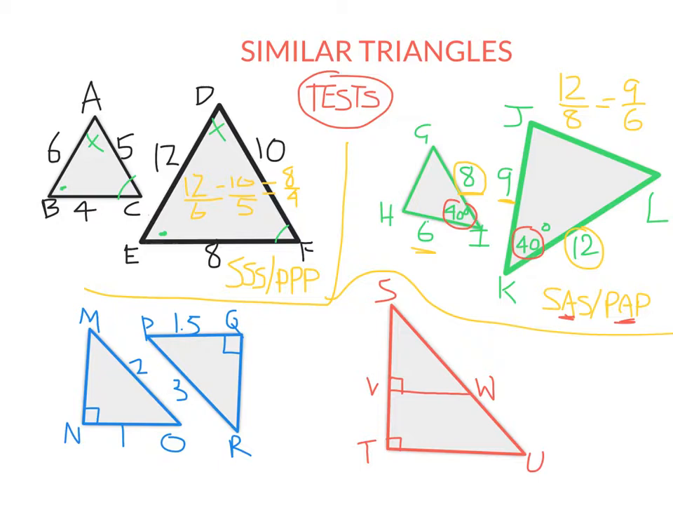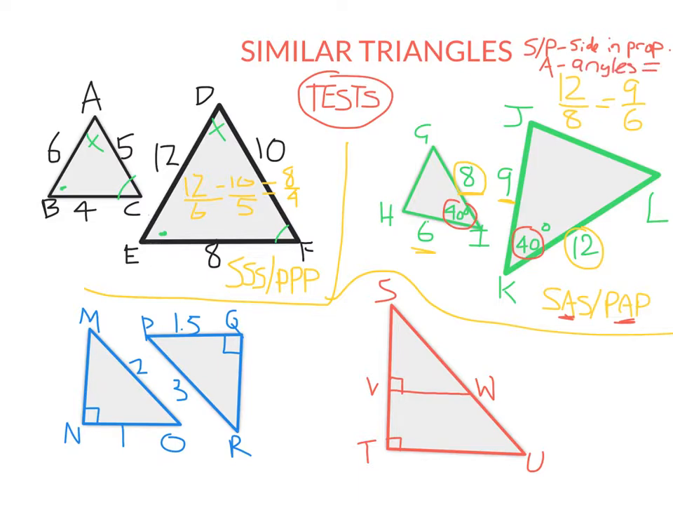So this means if two triangles have two pairs of sides in proportion and the angle between them is equal, then they must be similar. We don't need to check the other sides and angles. So just note here, when we use S or P, we're talking about a side in proportion. But when in these tests we call A, we're actually talking about angles being equal.